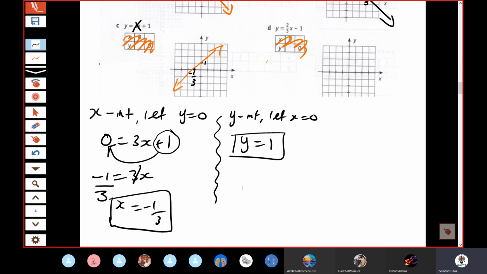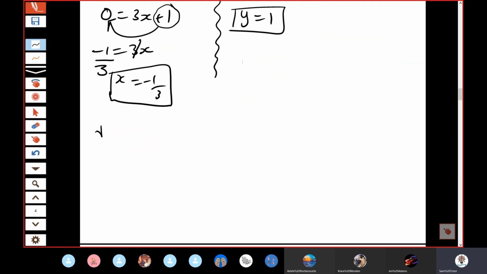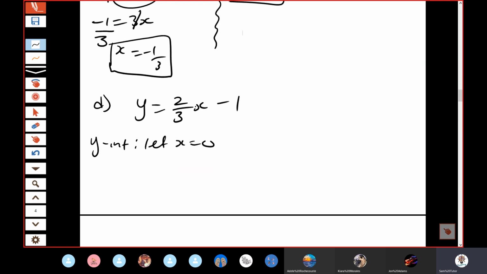Last one, D. Probably the hardest one because of the fact that there's 2/3 x there. So let's see who got this one out. Okay, let's do the easier one first, which is the y-intercept. So y-intercept, let x equal to 0. When x is 0, what does y equal to? When x is 0, what do you get? Y equals -1. Good job, Cindy.